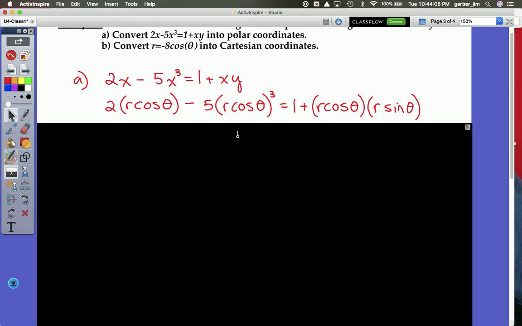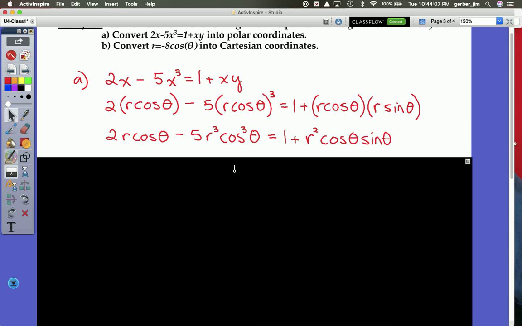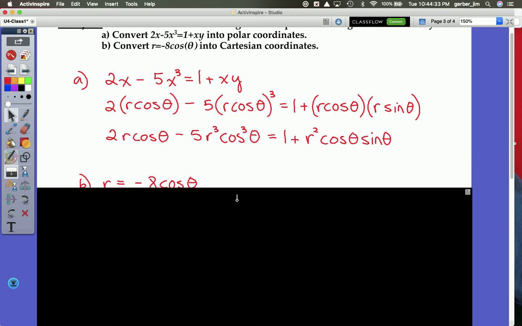I can clean it up a little bit, and I'm going to be left with 2r cos theta minus 5r cubed cosine cubed theta equals 1 plus r squared times cosine theta times sine theta. And that's a little bit messy looking, but it is in polar form now, so we've done everything that we were asked to do. In part B, we're asked to convert negative 8 cosine theta into Cartesian coordinates.